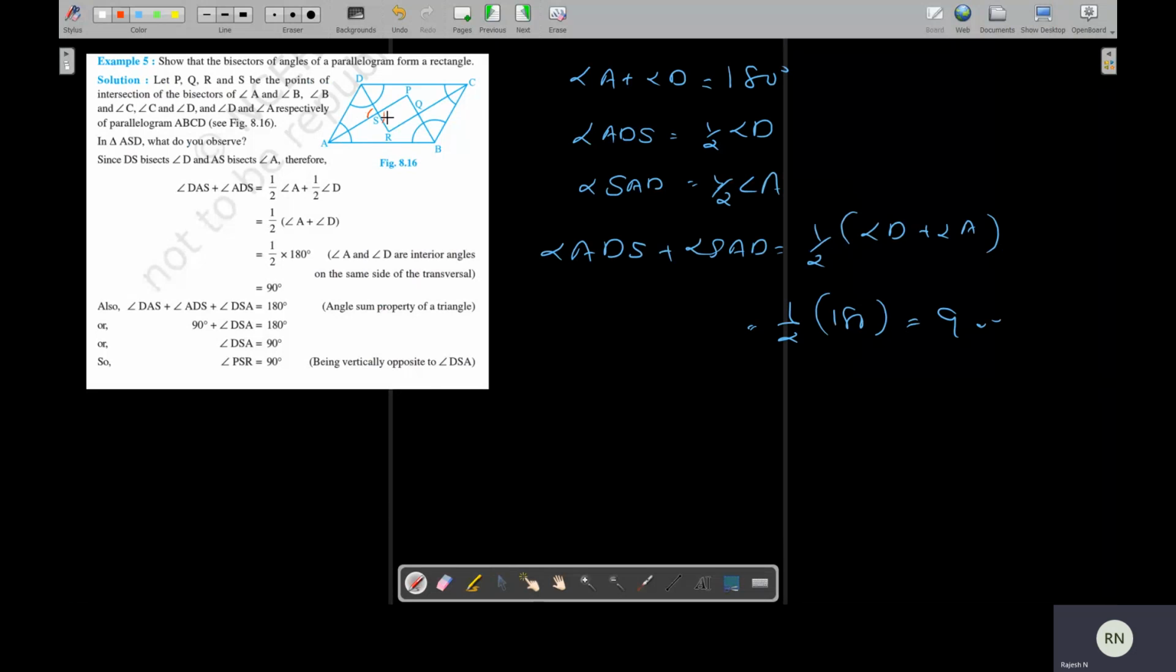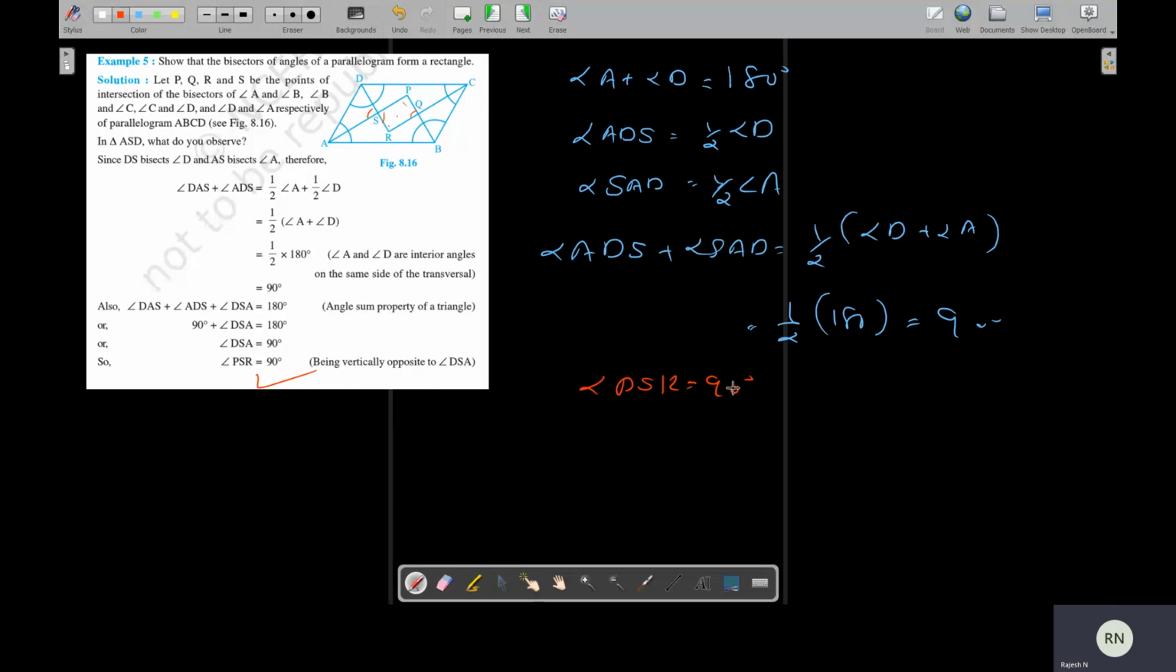This is the vertically opposite angle, so this is 90 degrees. The same way you can prove that this angle is also 90 degrees, and this angle also 90 degrees. So that's what we have done here. Angle ADS plus SAD is equal to 90 degrees means angle PSR is also 90 degrees.